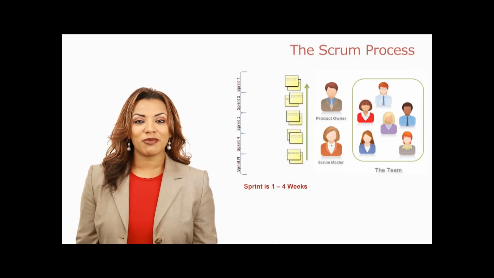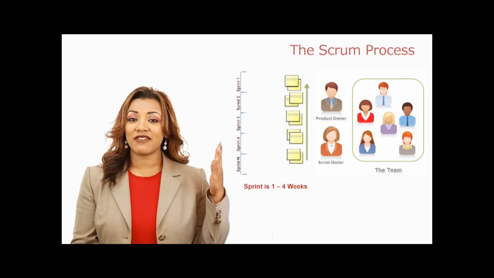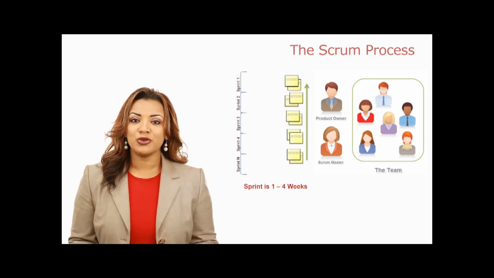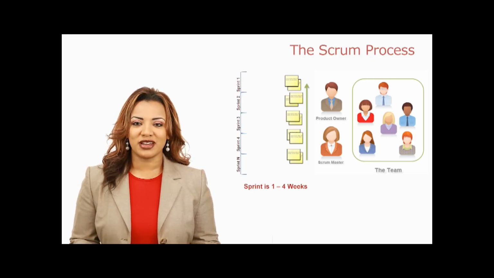Now let's talk about the Scrum process. How does the process actually work? Remember when we said we are going to have a product backlog of prioritized requirements, and we're going to have a product owner who's going to make sure that they prioritize those requirements. So now the question is, how do you get the work done?